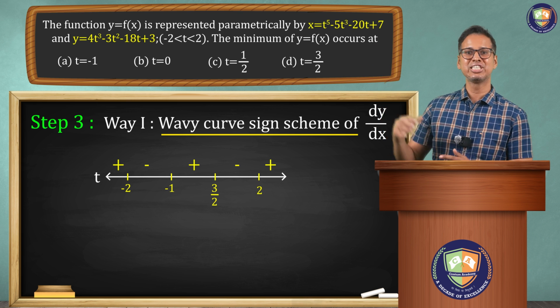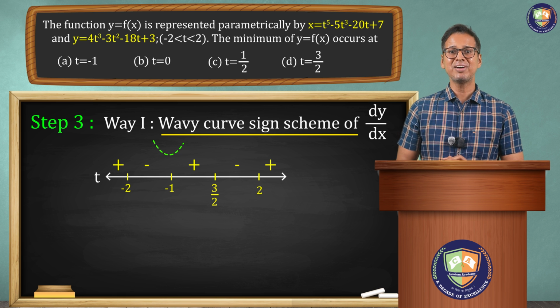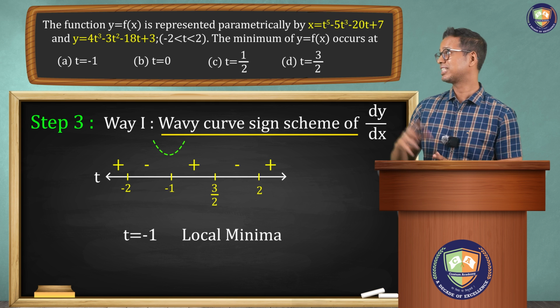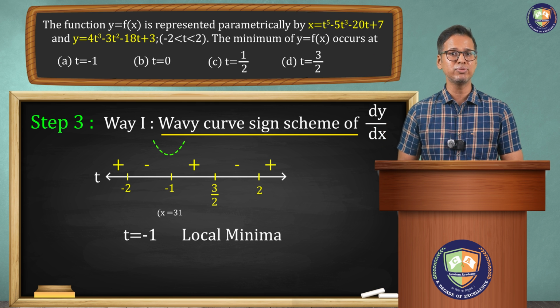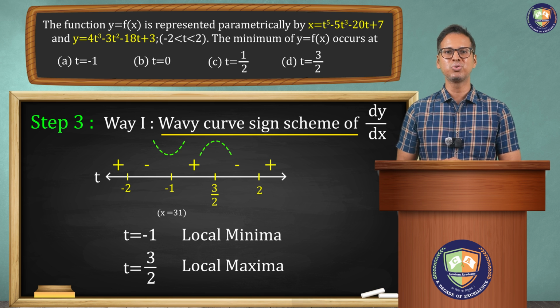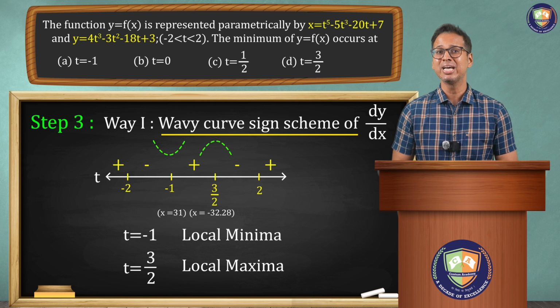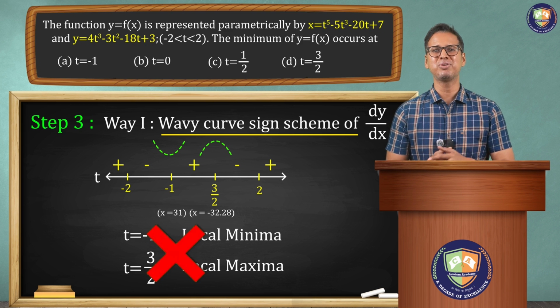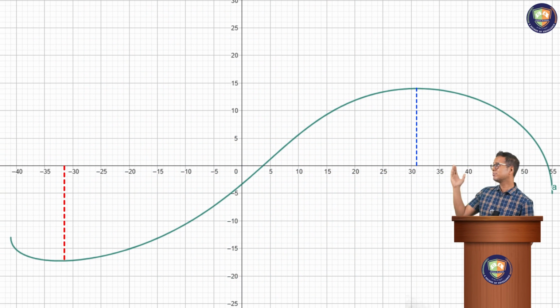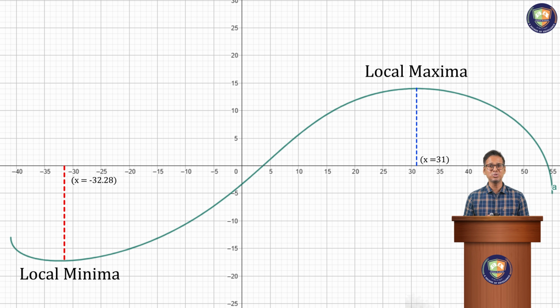Now, looking at this, you may think that the curve has a local minima occurring at t equal to -1, which actually corresponds to x equal to 31, and a local maxima at t equal to 3 by 2, which corresponds to x equal to -32.28. But let me give you a shock. This is a wrong interpretation. As you can see from the graph of the curve itself, the curve is actually suggesting the other way around.